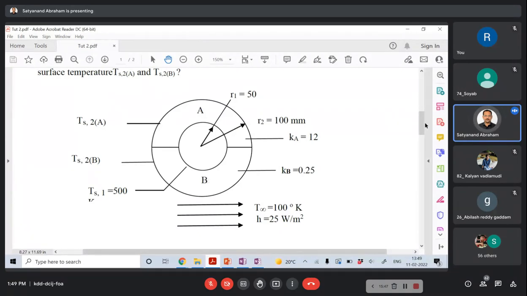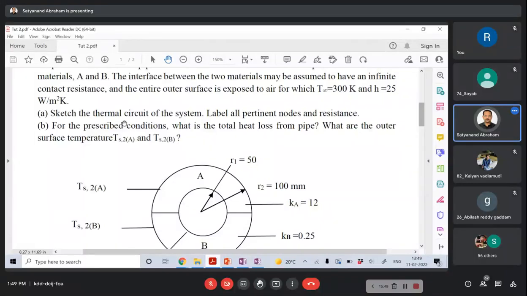The questions asked are: sketch the thermal circuit, and find the total heat loss from the pipe and the outer temperatures, the Ts and the A and B surface temperatures.